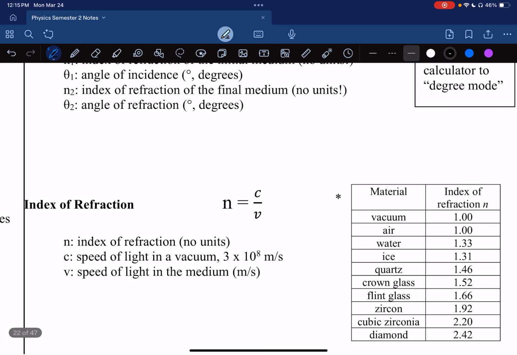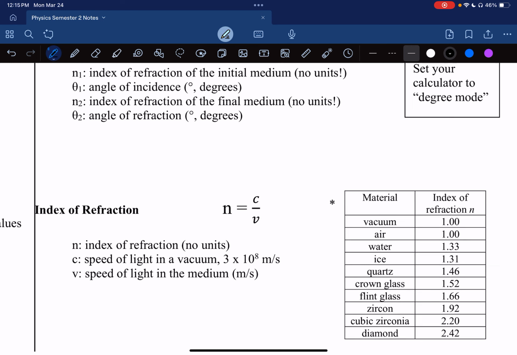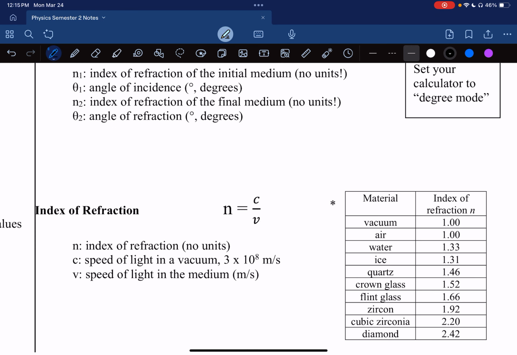And just real quick, the index of refraction is simply a ratio between the speed of light in a vacuum divided by the speed of light in that particular material, in that particular medium. When light travels in a vacuum, it goes the speed of light. When light travels through water, it slows down. It travels with a speed that is less than the speed of light in a vacuum. So for all these materials, the speed of light is less. And so it's simply that ratio, c over v.